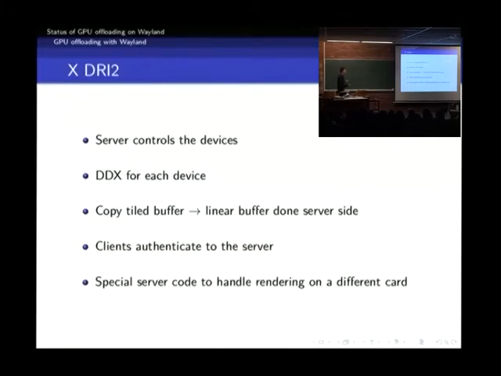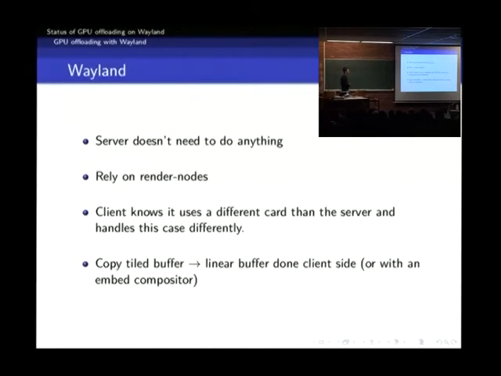Okay, so I will repeat a bit and summarize. For X, the server controls the devices. It is the master of them. It has special code to handle them. And there is a DDX for each device. The copy from the tiled buffer to the linear buffer is handled in the X server. The client doesn't do anything. And there is special logic for that in the DDX. The clients always authenticate to the server. And obviously, the DDX has special code to handle that.